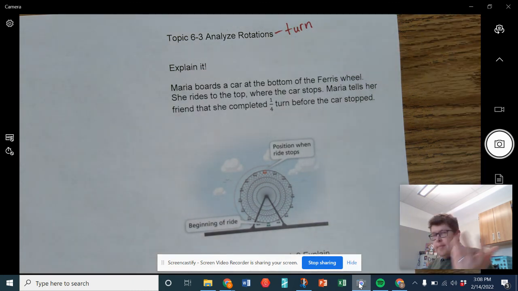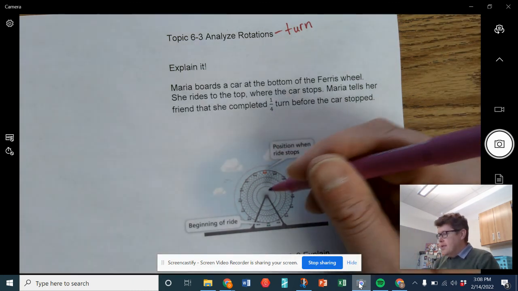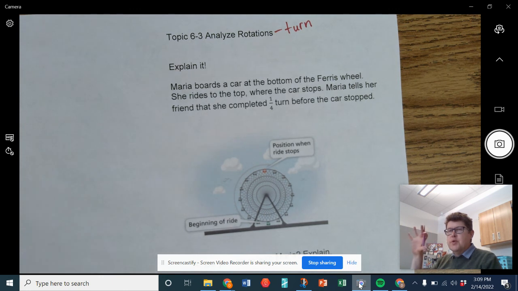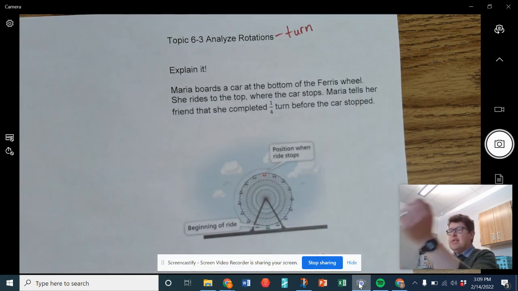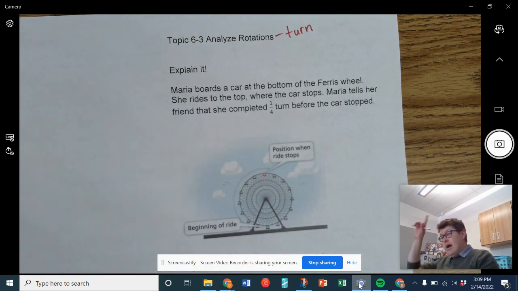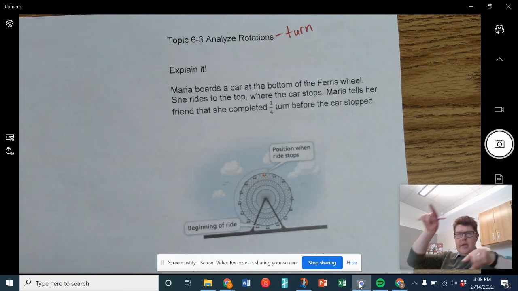Okay, so anyway, you can think about these as turning around the center point, like probably visualizing a wheel or a Ferris wheel. That is probably the easiest way to think about what's happening, because there's always a point in the middle around which something rotates.